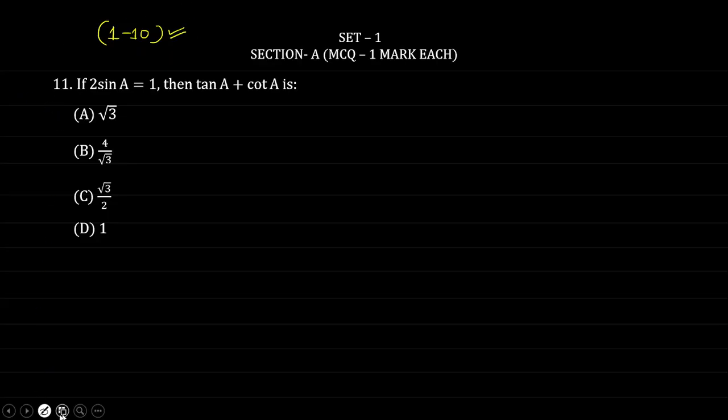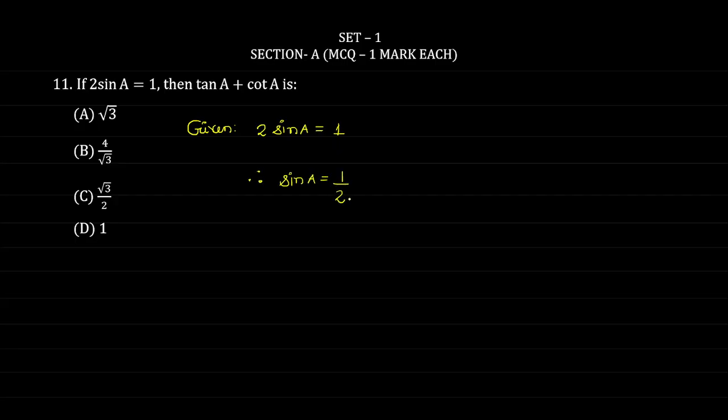We are starting with the 11th question here, which is from the chapter Trigonometry. If twice of sin A is equal to 1, then what is the value of tan A plus cot A? What is given to me is twice of sin A is equal to 1. Therefore, we can write that sin A is equal to 1 by 2.